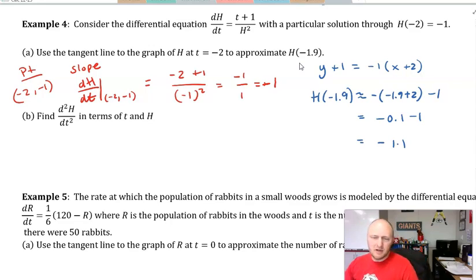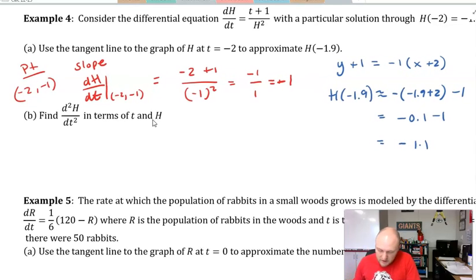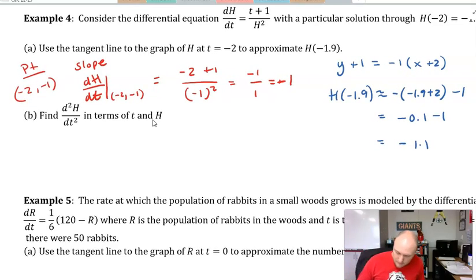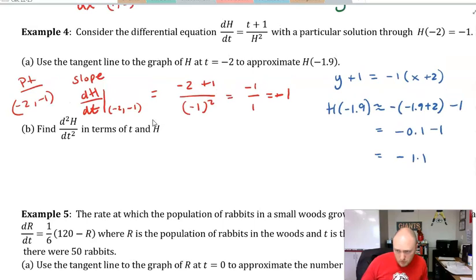Not too bad. Okay, B, another second derivative example here. Find d squared h over dt squared in terms of t and h. Okay, we've done this one before. So I'm just going to go ahead and take a second derivative. It looks like quotient rule. So derivative of, well, let me get my notation in here.